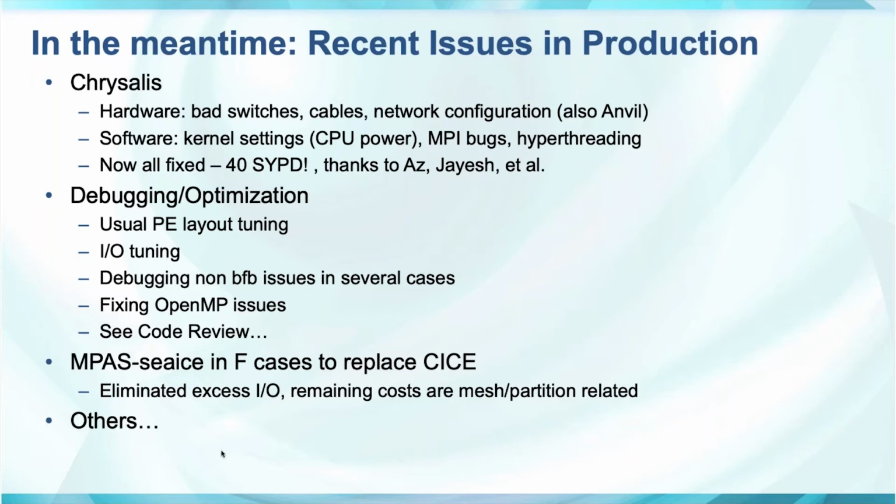So as most of you know, Chrysalis started exhibiting some performance issues after it was installed. A lot of this was tracked down to some bad network hardware, bad switches and cables, some configuration issues, both with the kernel and the software stack. There were some MPI bugs with the more optimal OpenMPI implementation. And then we found that hyperthreading was actually advantageous on this architecture.